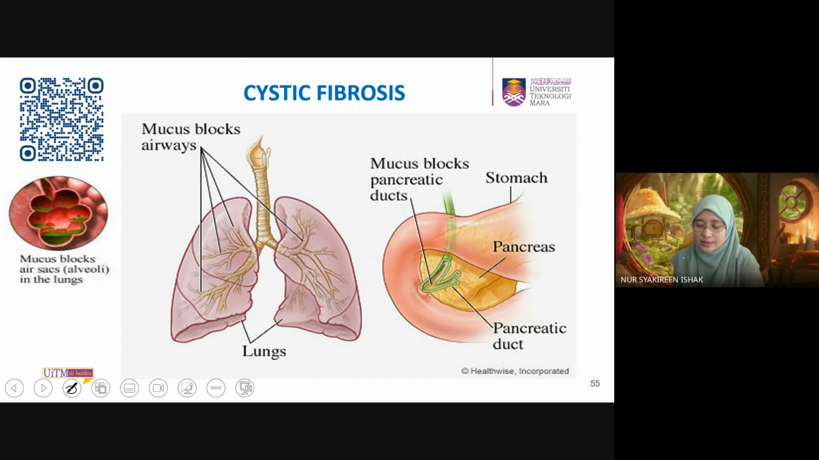So this is just to show you the location where there is formation of thick mucus in the lung. These are the areas where mucus can become thick. You can scan this QR code in your own time to watch more explanation on cystic fibrosis, just for your general knowledge.